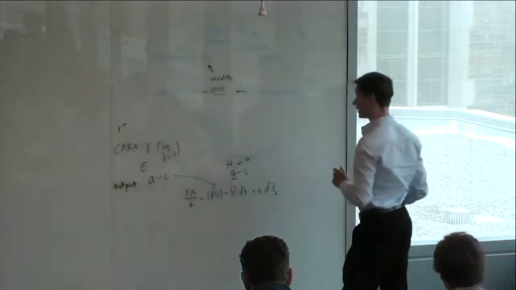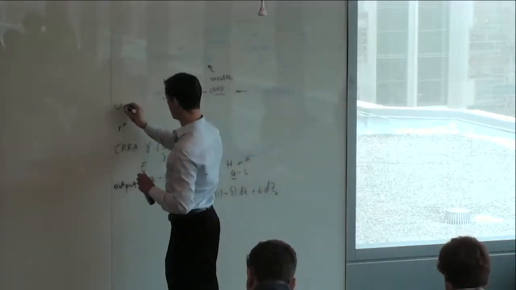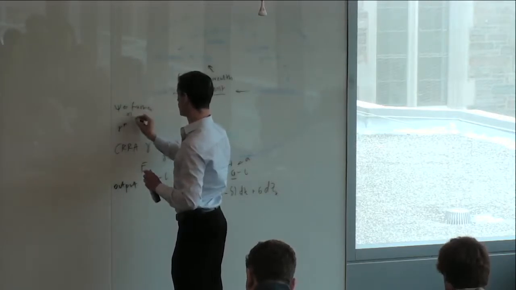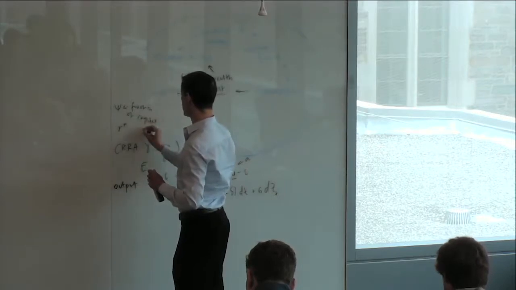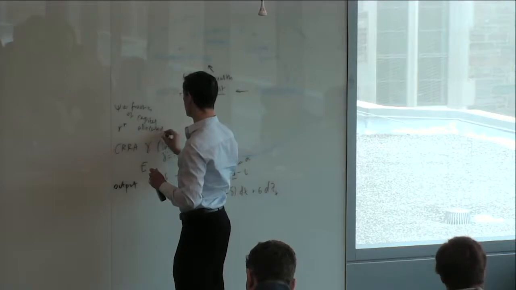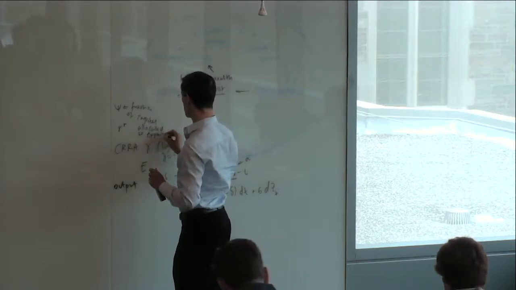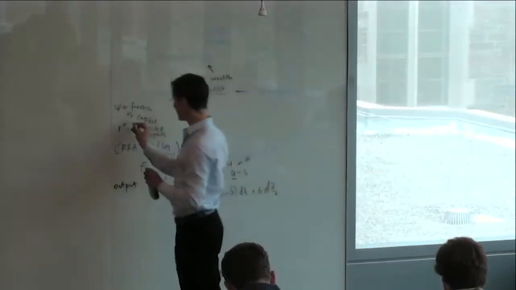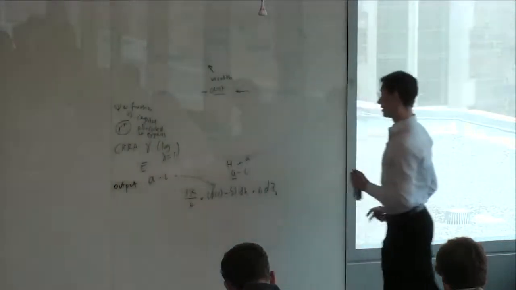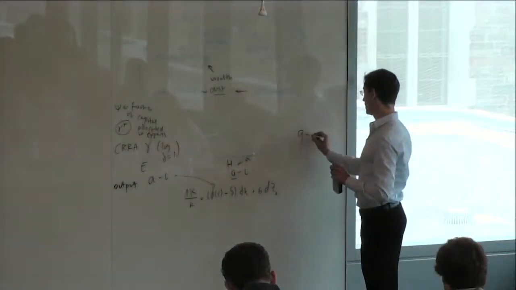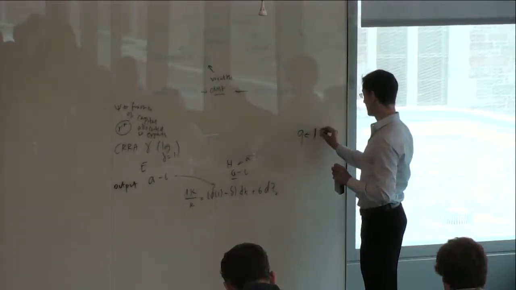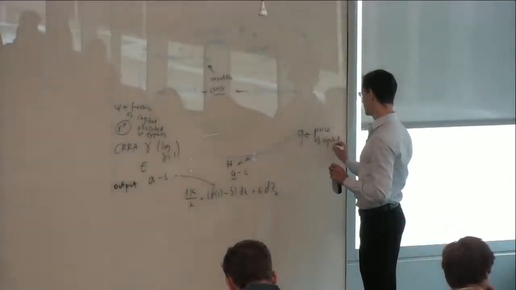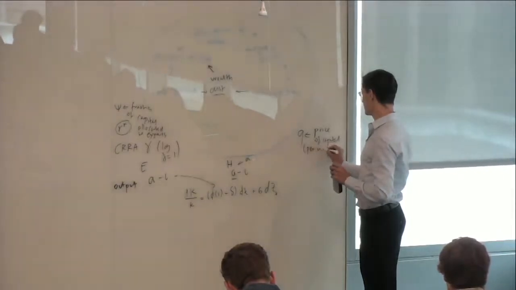So let's say that psi, this is the fraction of capital allocated to experts. Let's say that RF is the risk-free rate. Let's say Q denotes the price of capital, in parentheses, per unit. Okay.